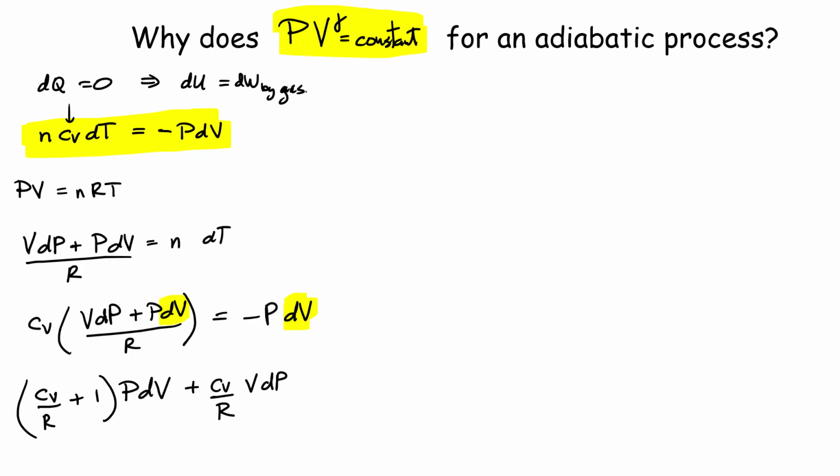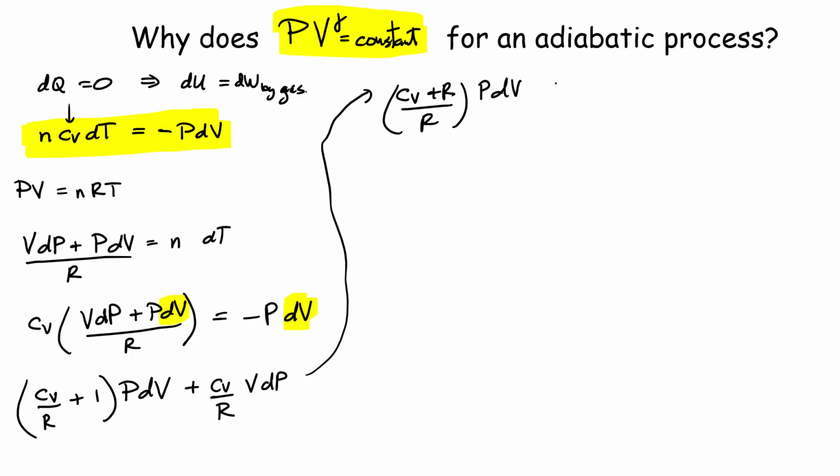Doing pretty good. What I'm going to do here is just change that constant. I'll write it as CV plus R, everything over R, PdV, plus CV over R, and VdP.